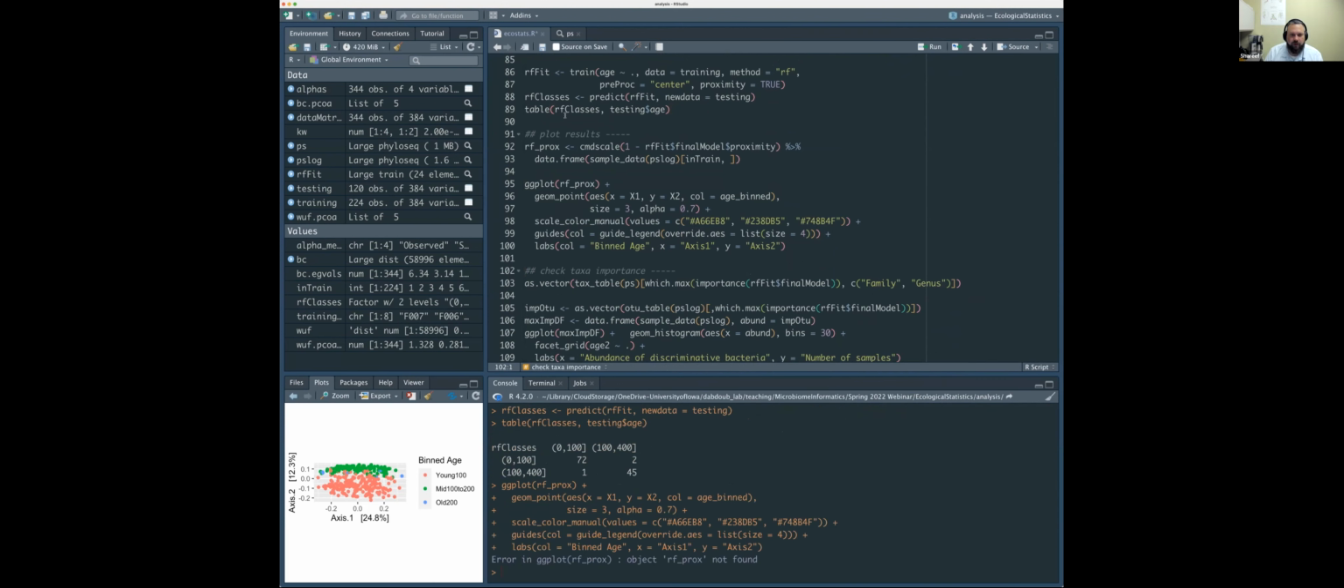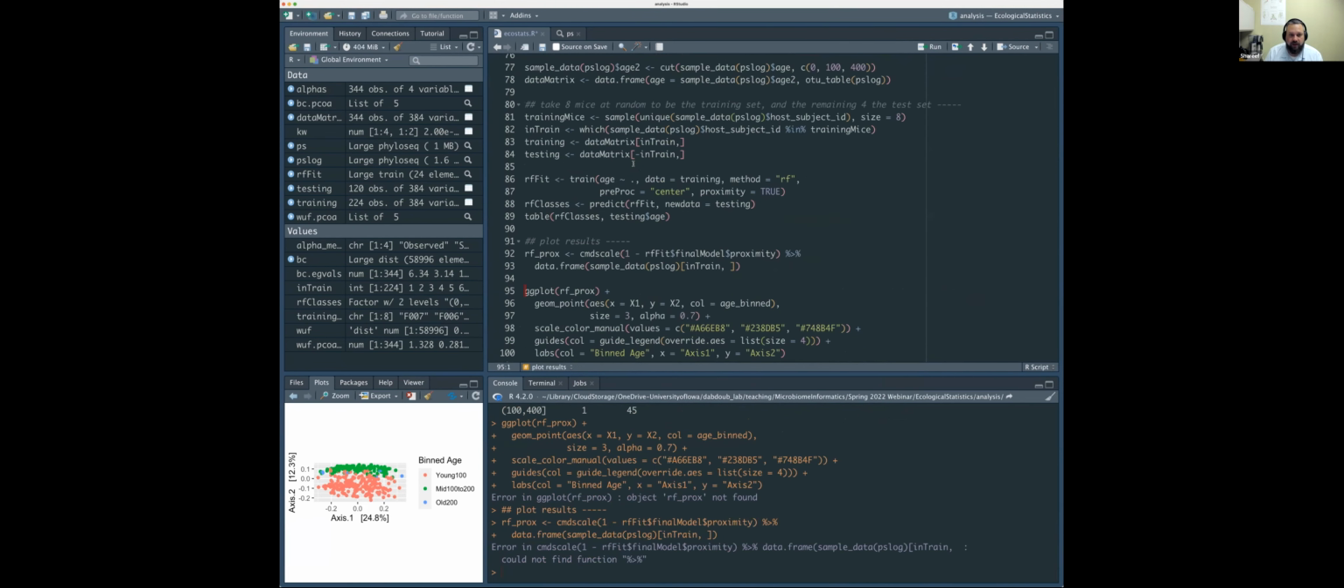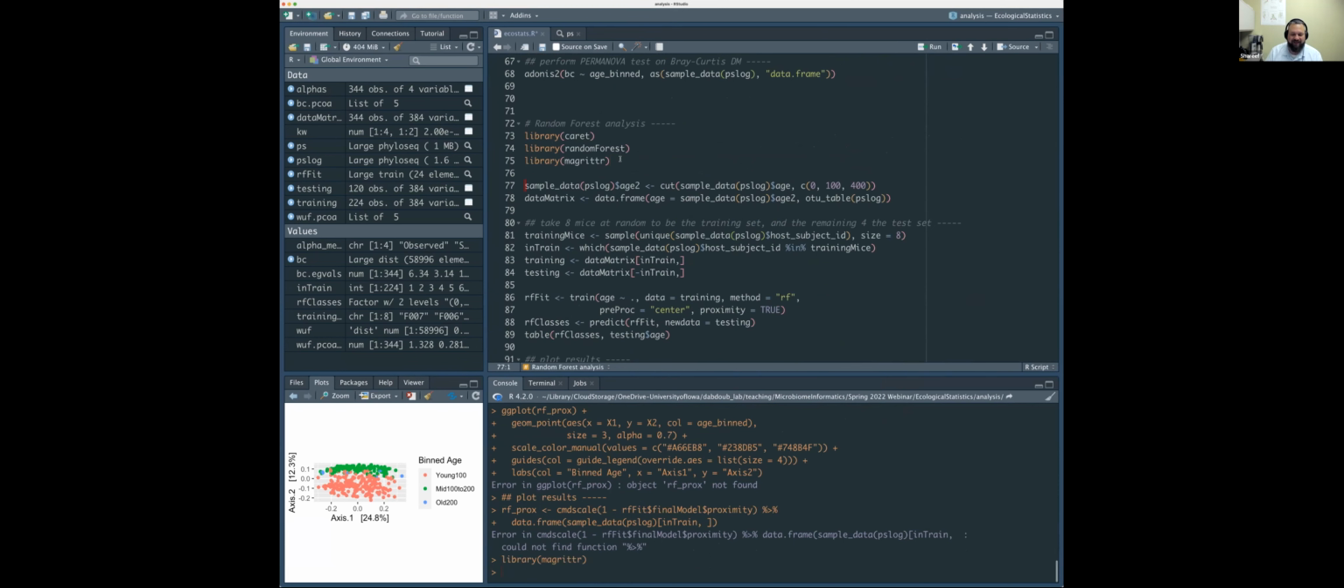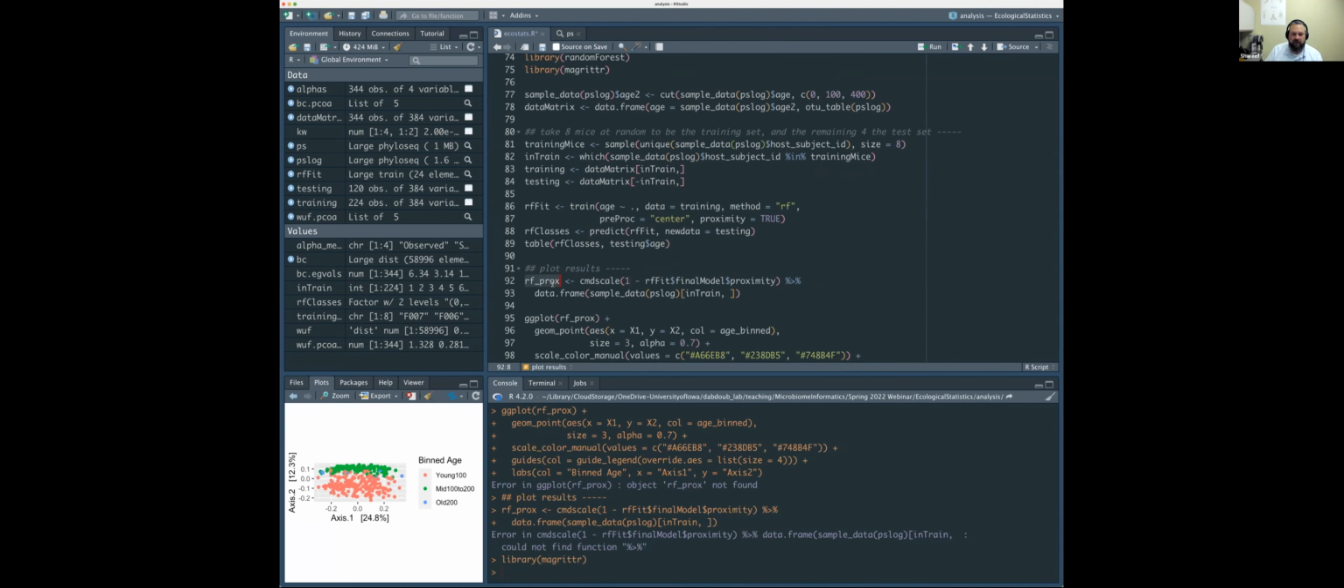Oh, I forgot to run that part first. And because I forgot to run that, there we go. So just a little lesson: 1, make sure you're running everything, but 2, it's good to know how to read error messages. So at first it said object RF procs not found, so I have to go look, oh, okay, I didn't run that line. So I had to go back and run that line.